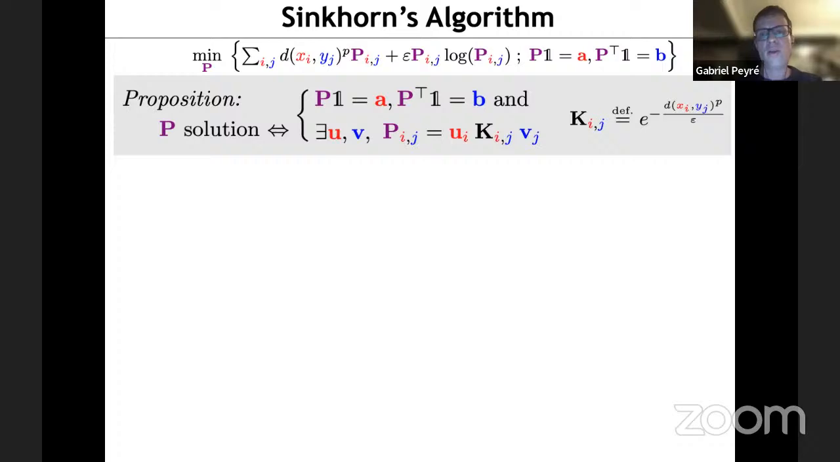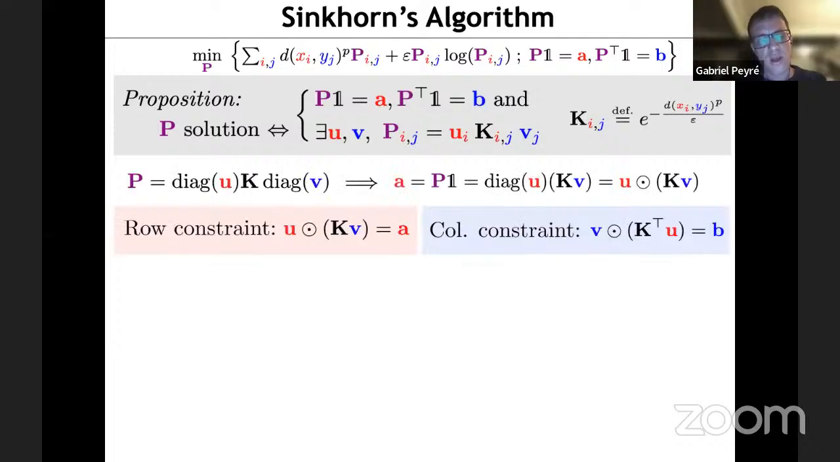I think the best way to introduce this idea is by heuristic reasoning, which is what people basically did before Sinkhorn. You look at the constraint and you look at what your P is. Your P is basically the multiplication of diag of U, so a diagonal matrix with U, times K, times diag of V. You multiply this matrix by 1, so you just sum on the rows, and you should obtain A. So if you look at the computation, you obtain this first equation, which I call here in red the row constraint: U multiplied by KV should be equal to A.